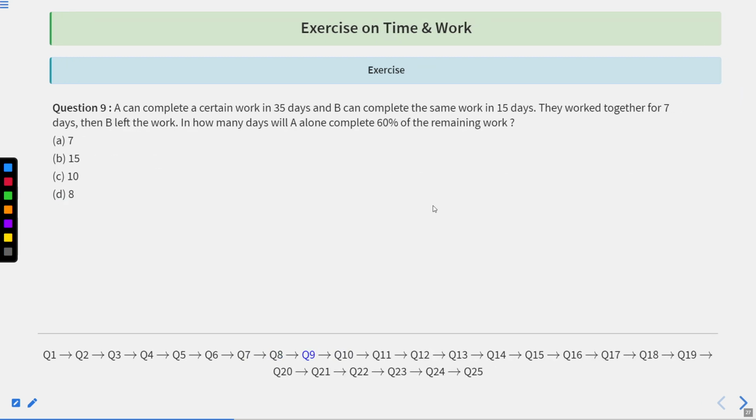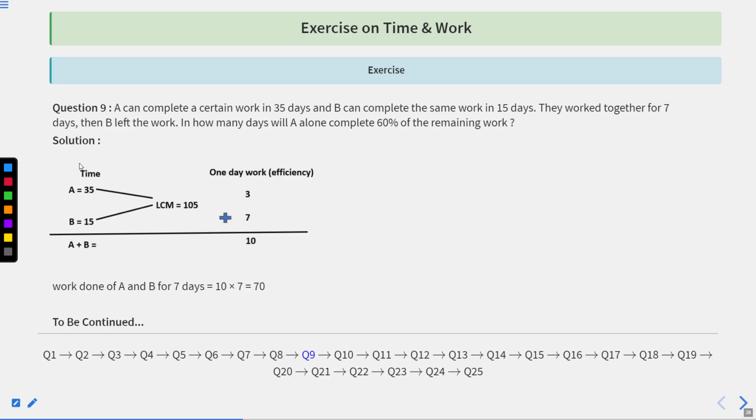Now, question number 9. A can complete a certain work in 35 days and B can complete the same work in 15 days. So they worked together for 7 days, then B left the work. In how many days will A alone complete 60% of the remaining work?